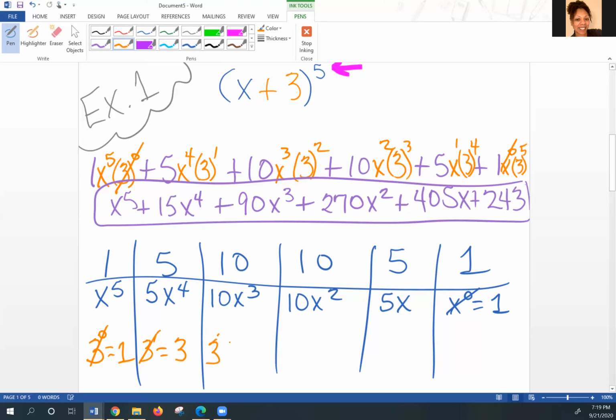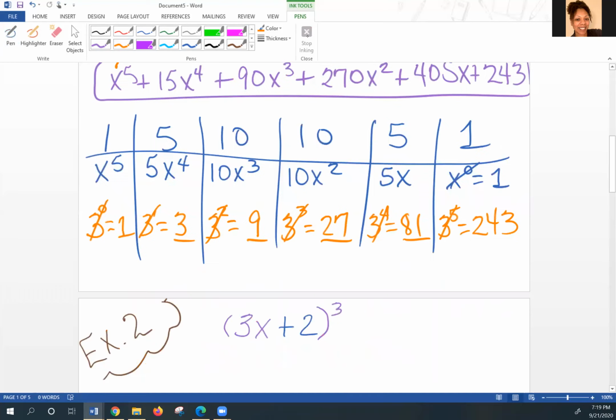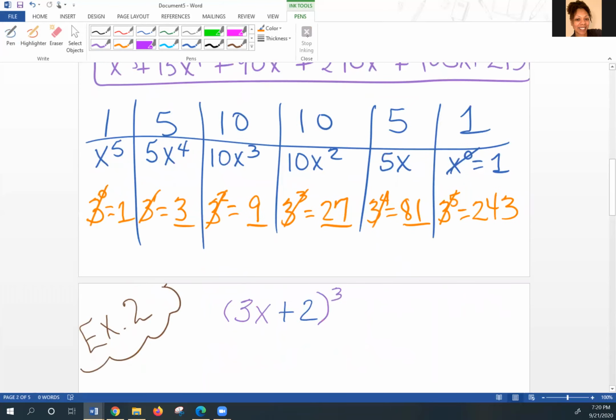3 to the 2nd power, 9. 3 to the 3rd power, 27. 3 to the 4th power, 81. And then 3 to the 5th power, 243. So what I am doing now is simplifying, but this time I'm going downward. So I'm going to take this information and whatever I have, I'm going to multiply it.